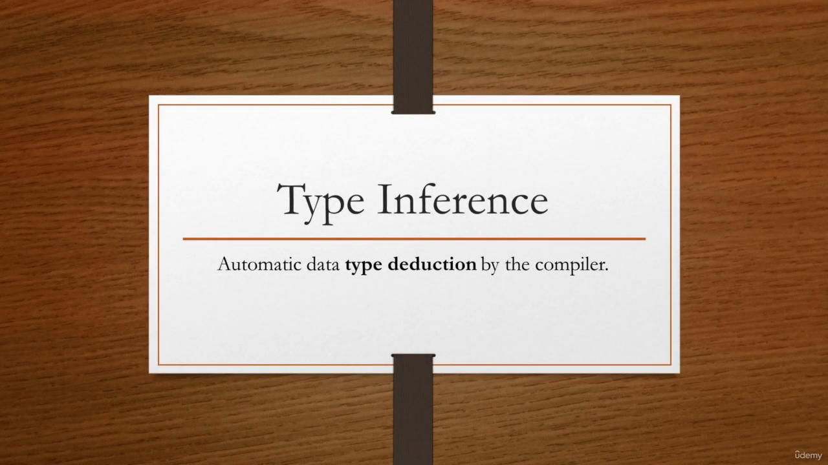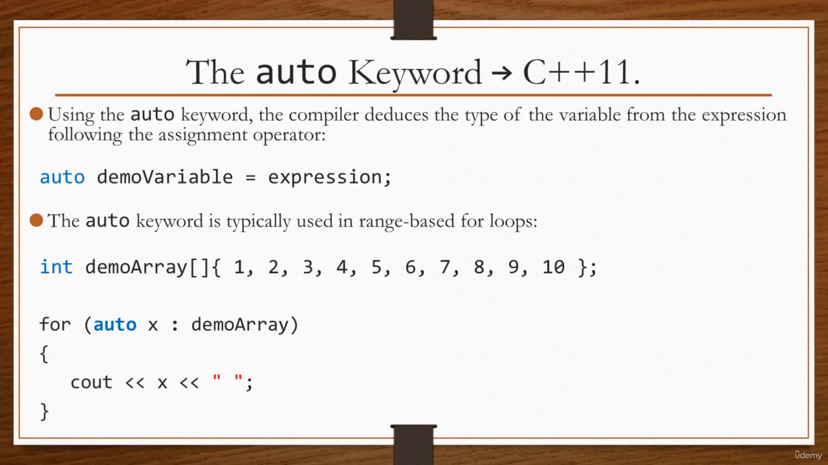Hey, so in this video I want to introduce a few more things to you that were introduced in C++11. Firstly, we have the auto type. Now the auto type deduces the type of the variable from the expression following the assignment operator. So you can see we have auto instead of int or float, and then the variable name, in this case demo variable, the assignment operator, and then some expression.